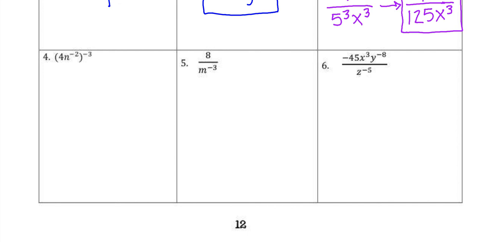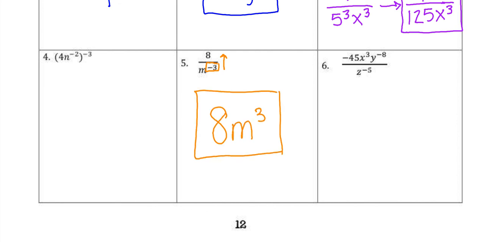Now the m to the negative 3. I'm going to box that negative exponent. He's negative about where he lives, so we need to move him to the other side of the fraction. So we're bringing our m to the negative 3 up, and we are left with 8m cubed. Okay. Let's look at number 6. It looks ugly, but I promise it's really not that bad. So let's keep doing what we're doing.